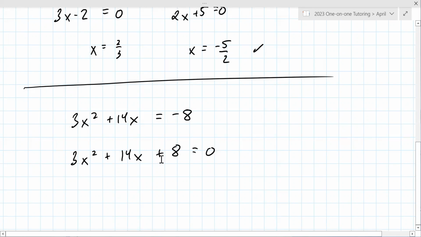You look for a GCF. You're like, is there a number that goes in all of them or a variable? The answer is no. That's when you take the 3 and the 8 and multiply them together. And what you're hoping for is two numbers that multiply to 24 but add to 14. 12 and 2.